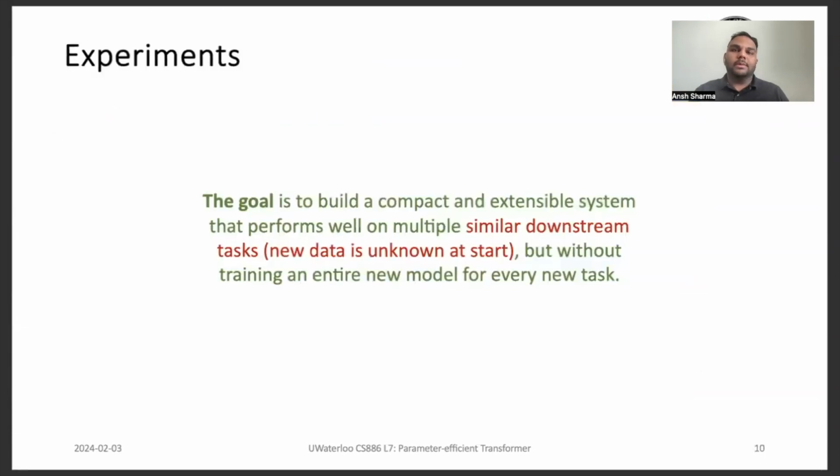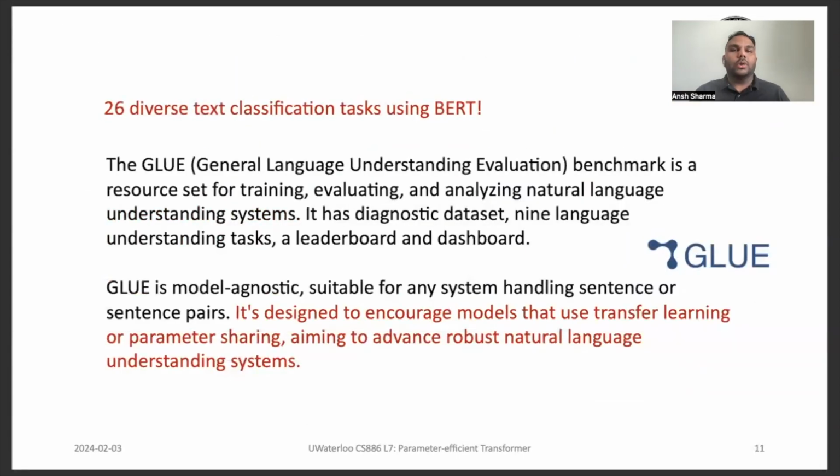The goal of this paper is to help build compact and extensible systems that give good results on multiple similar downstream tasks where the new data that is coming into the system is unknown at the time of training. For this, the authors have used 26 different classification tasks to benchmark the results using BERT.